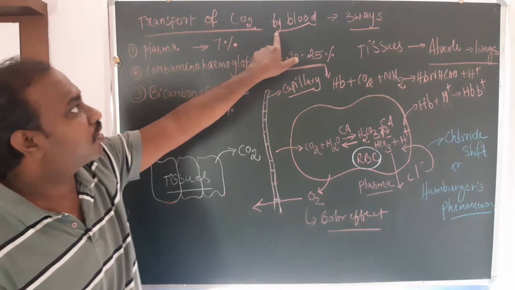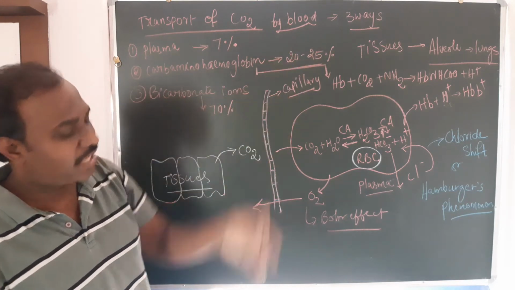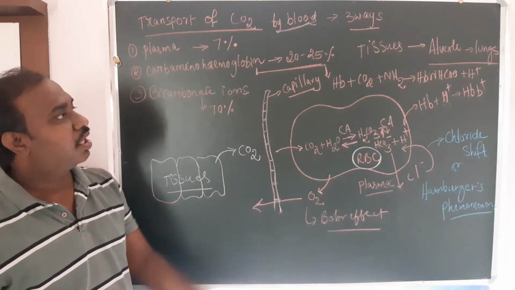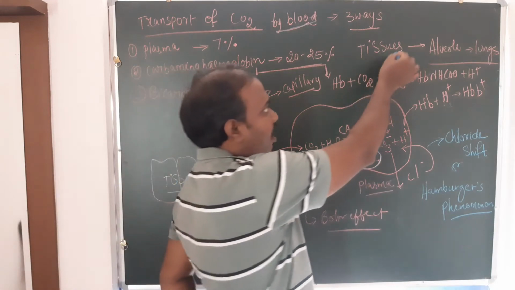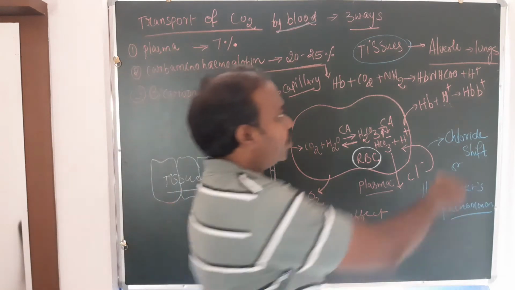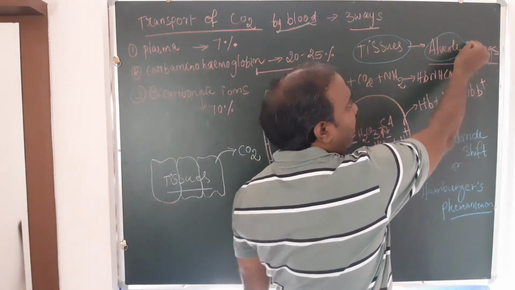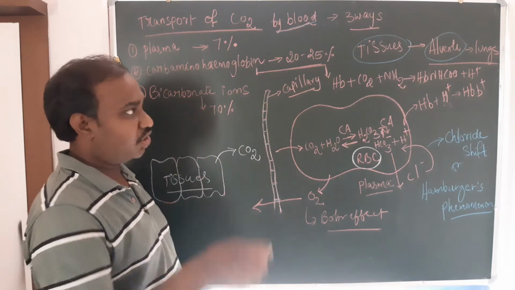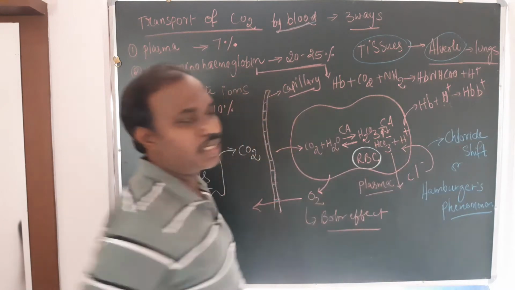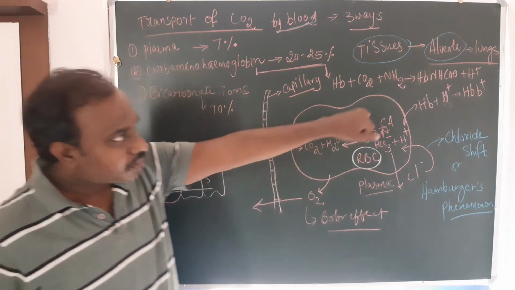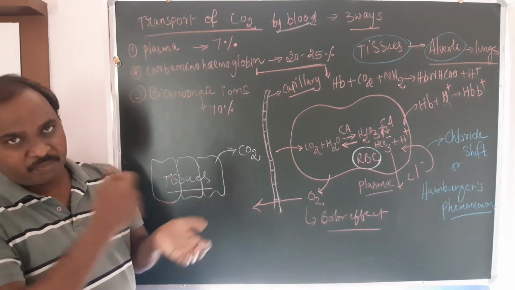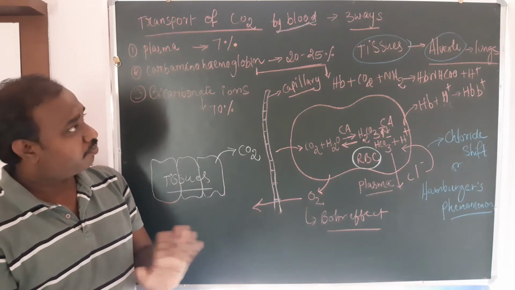Here the medium of transportation is the blood, and this transportation occurs from the tissues to the alveoli. In the alveoli, the exchange occurs across the exchange membrane, the respiratory membrane. The alveoli are present in the lungs, obviously. This is where the exchange occurs so that this carbon dioxide can be eliminated out of the body.